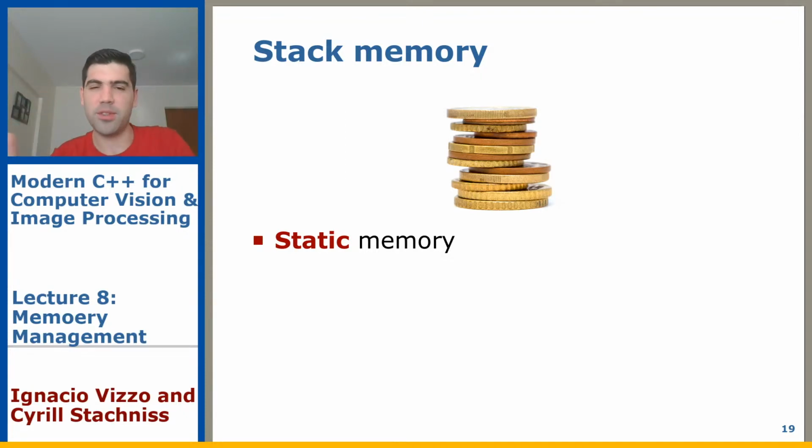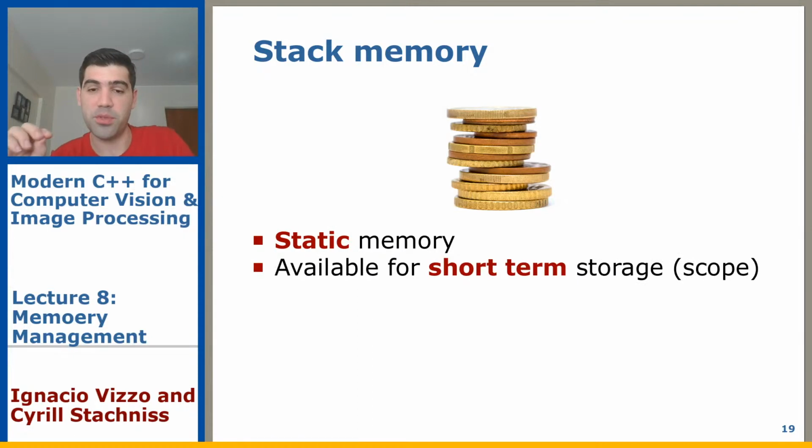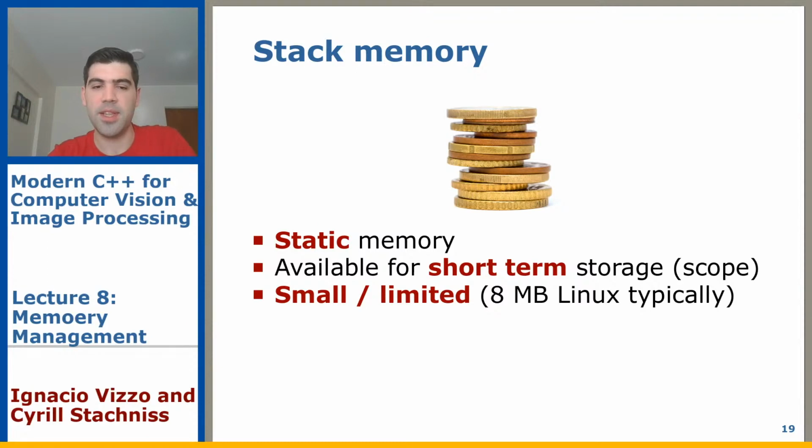And if you know some assembly, you know that there is some particular section of the binary that references this particular memory. This will be available for short-term storage. So this is basically the scope of any function or class, and it's actually small. And this is important. On a Linux system, this is small.